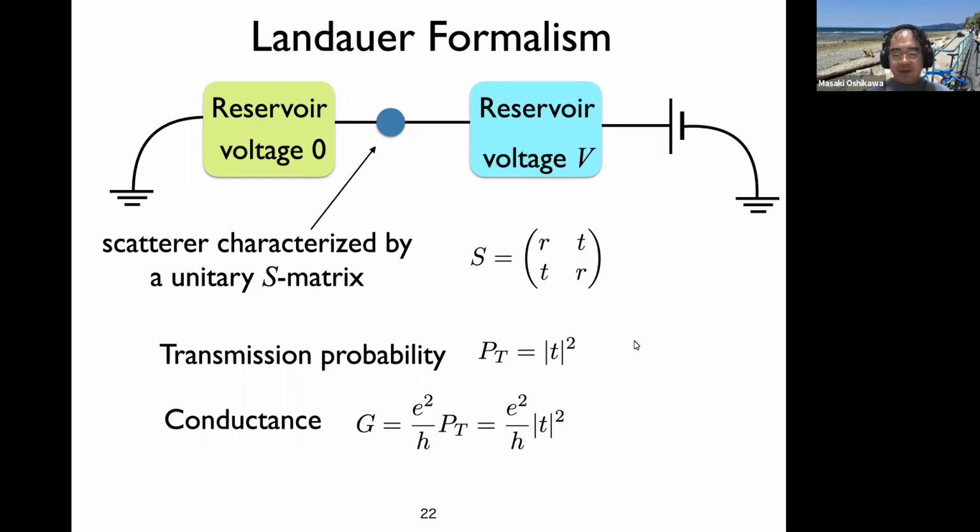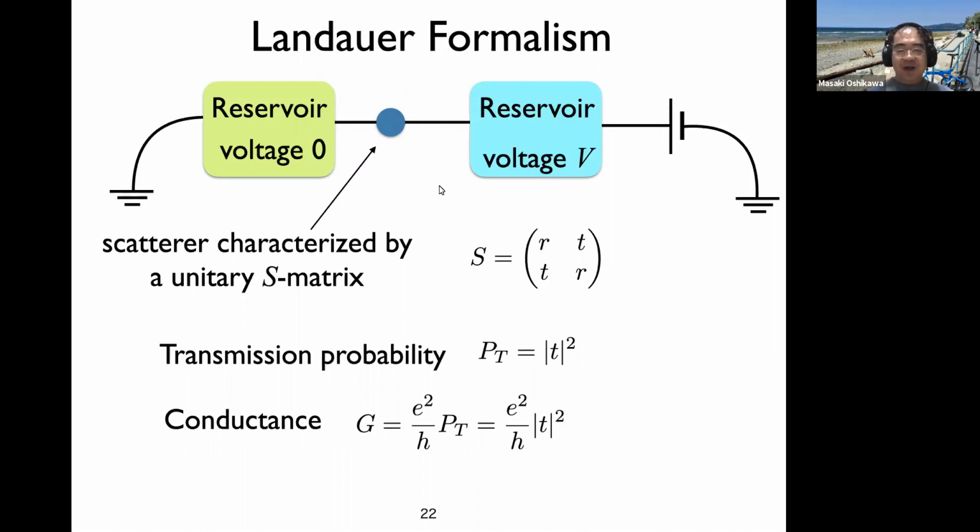So one interesting question is, if you have finite resistance and you apply voltage, then there must be energy loss due to Joule heat. The Joule heat is produced like resistance times current squared, so you get finite Joule heat generation. But this scatterer is characterized by a unitary S matrix. So there's no energy loss at this scatterer or in this one-dimensional channel.